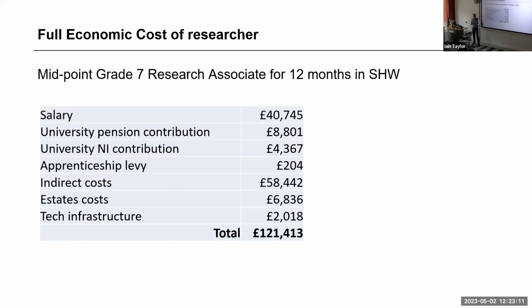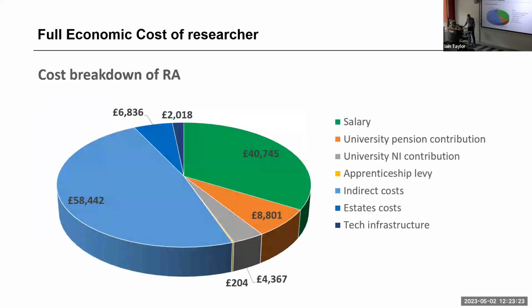So I think that's quite a bit more than you think. When you think intuitively about how much the cost of a researcher is, you tend to think of the salary, but actually there's a lot of other costs. And yeah, the green bit is the salary. Even if you think about the direct cost of the salary and the university pension contributions, the NI and stuff, it's still less than half of the full cost.